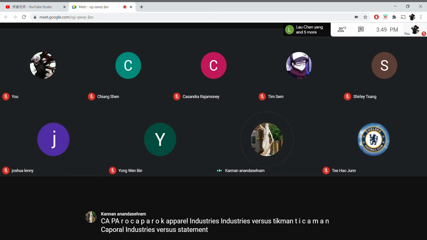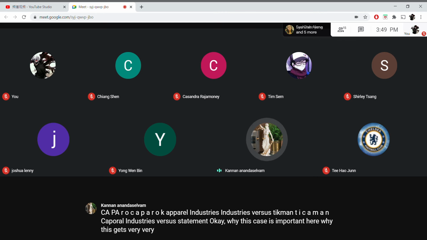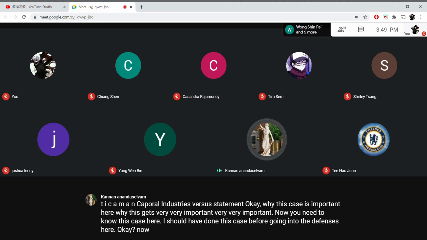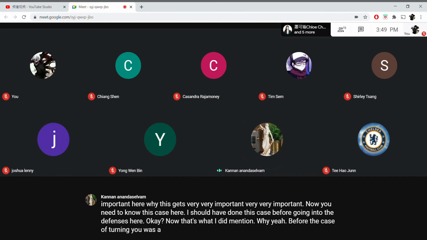Okay, why is this case very, very important here? Now you need to know this case. I should have done this case before going into the defenses here. Okay, why? As I did mention, we follow the case of Donoghue versus Stevenson to establish negligence, or to establish duty of care. I told you all, right?